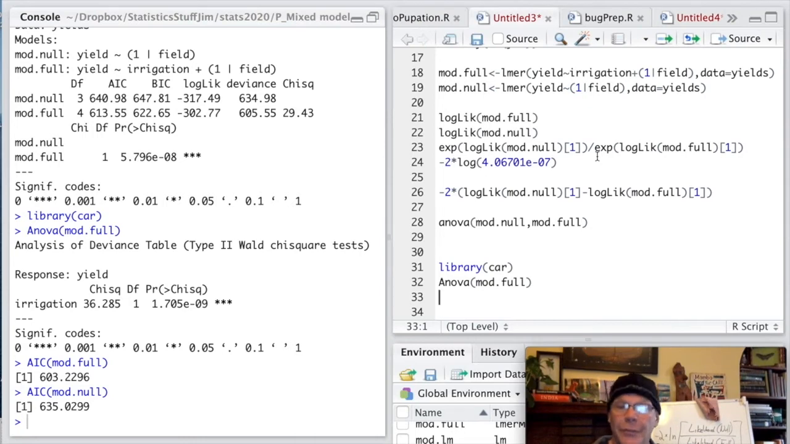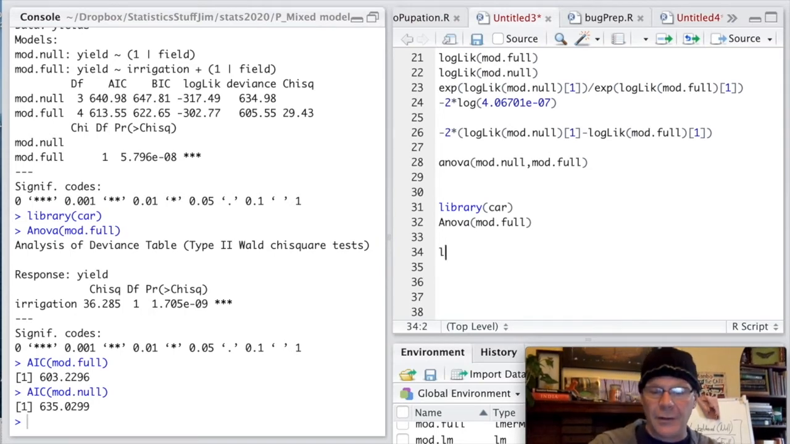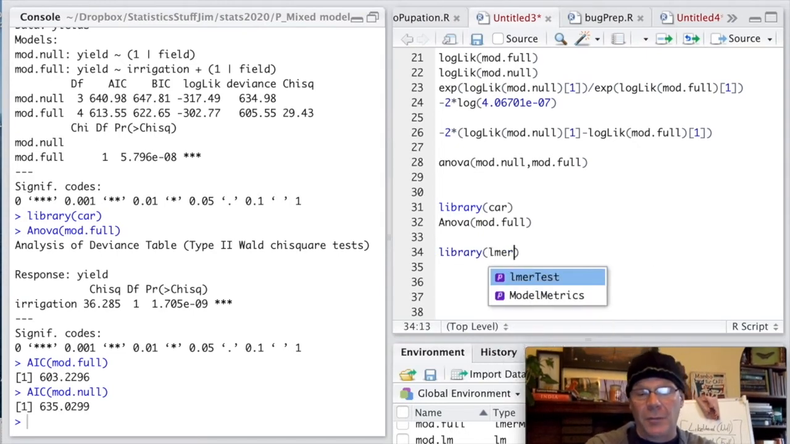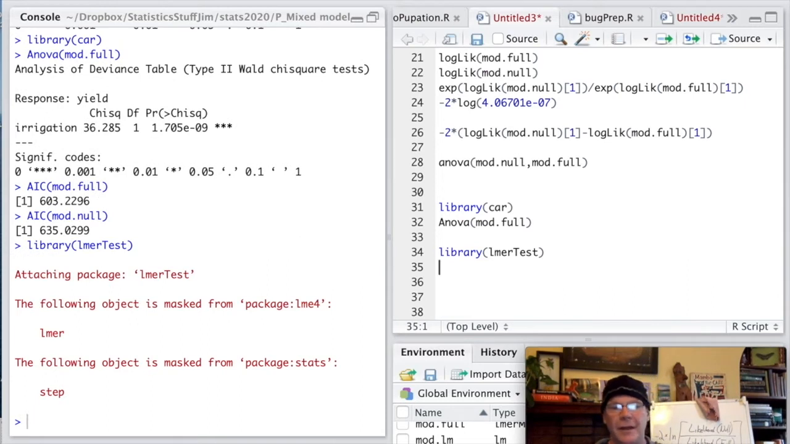Okay, so the third way in which we can do hypothesis testing will look more familiar to everyone. And what we're going to have to do is load in a new library called lmerTest. So I'm going to load in this library called lmerTest. And I want to point out that it's telling me that it's masking certain things. It's masking the lmer function from the lme4 package, meaning that there's another function called lmer in lmerTest that will do roughly the same thing, but it's a slightly different type of object.